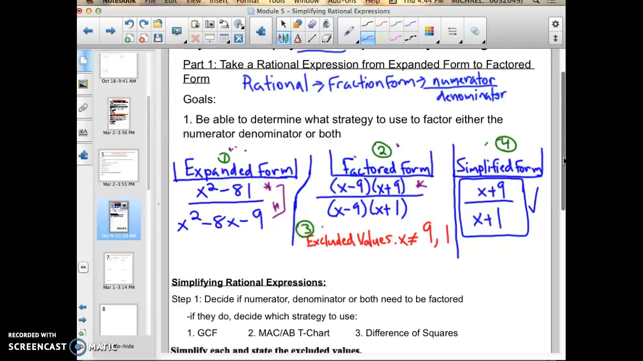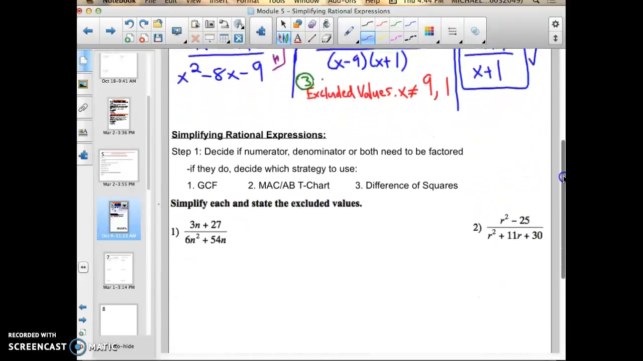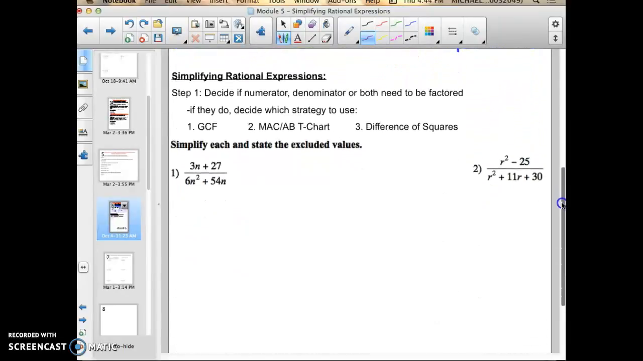If you factor it and it looks something like my factored form here, then chances are you're on the right track. So again, by the end of this video, you should be able to take it from part 1 here, expanded form, to factored form here. So let's go about doing that. I'm going to show you exactly how I would do this.